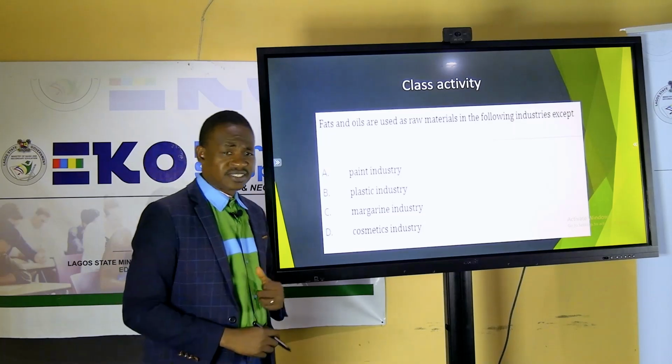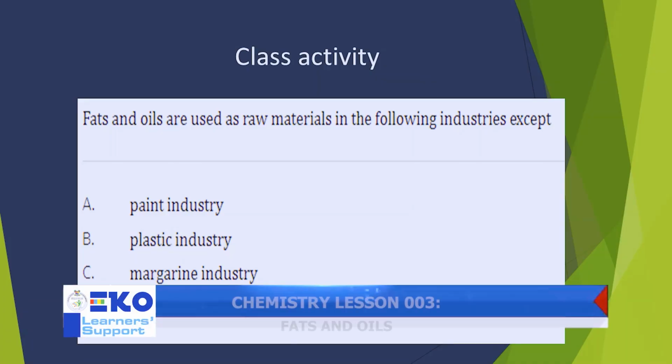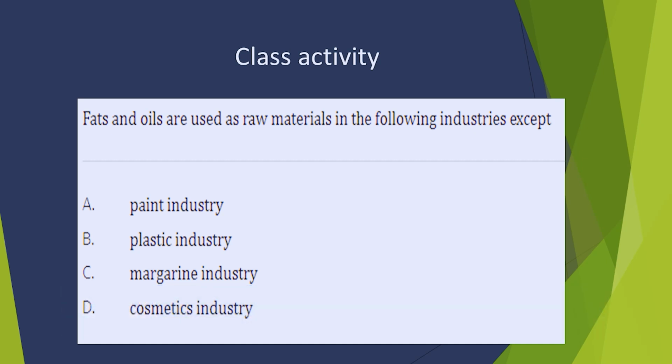Now, class activities. So let's see the question we have on the board. Fats and oils are used as a raw material in the following industry, except paint industry. Will you say paint industry? Example, glycerol is used in paint industry. So the fat and oil is being used in paint industry.